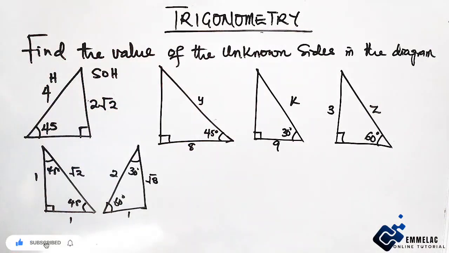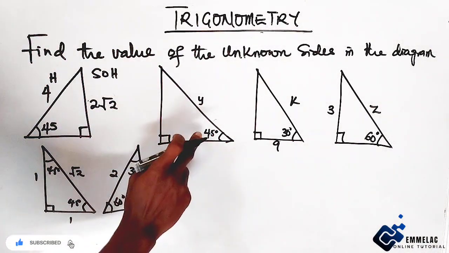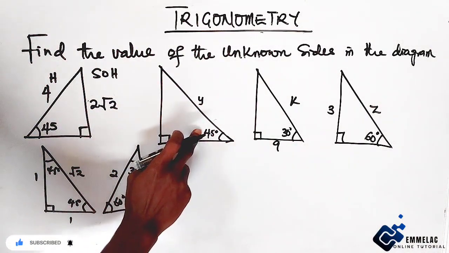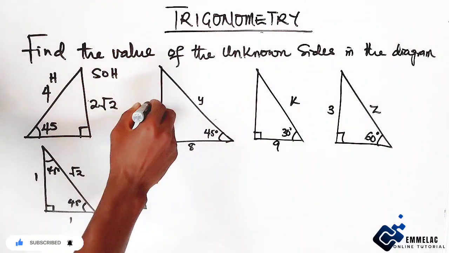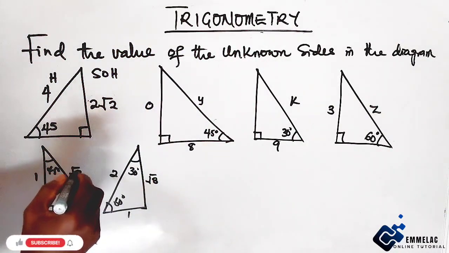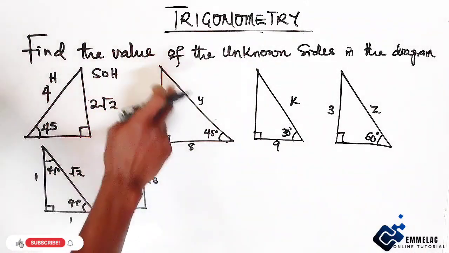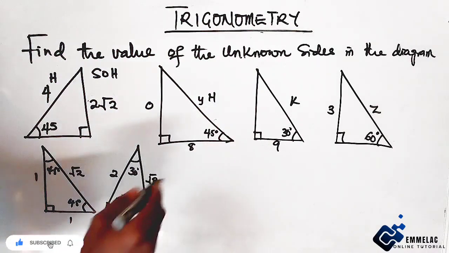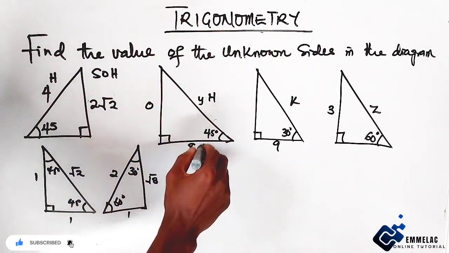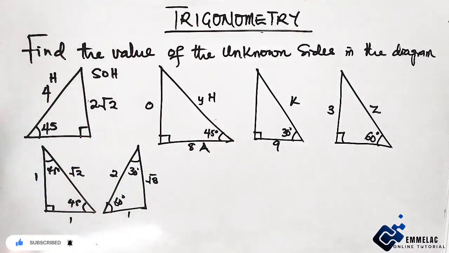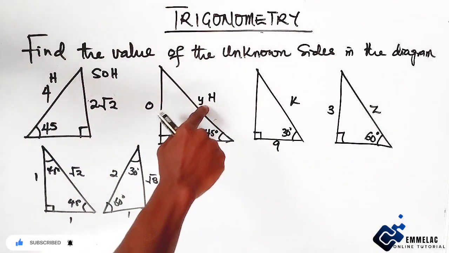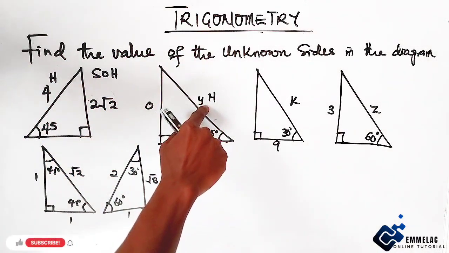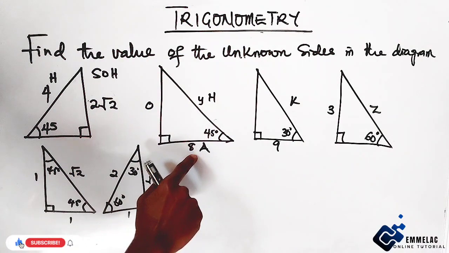Now for this one, you can see that the angle here, 45, faces this side, which means this is the opposite. The side that faces the right angle is the hypotenuse. And this will now be our adjacent. Take note that the unknown here is the hypotenuse and the known here is the adjacent.